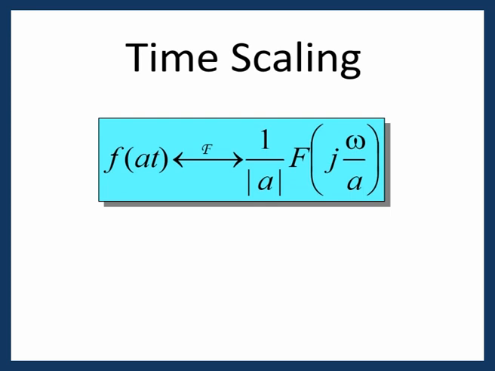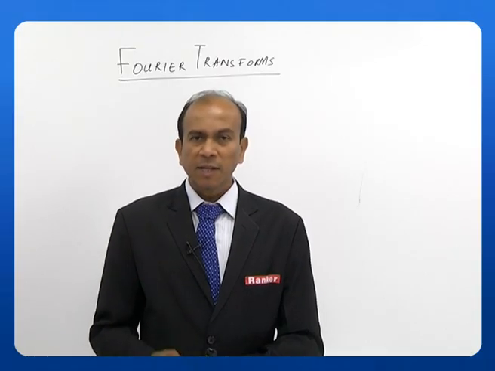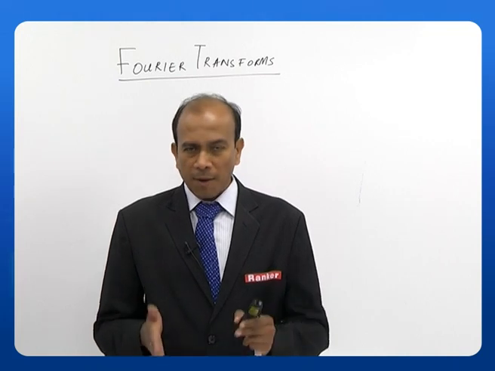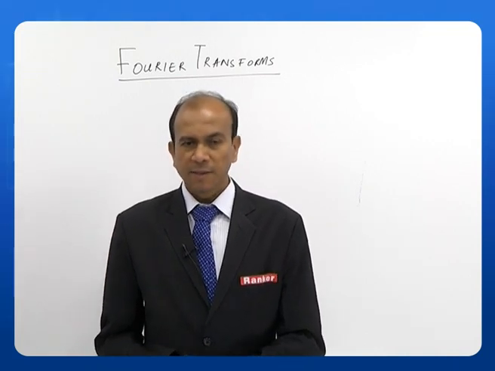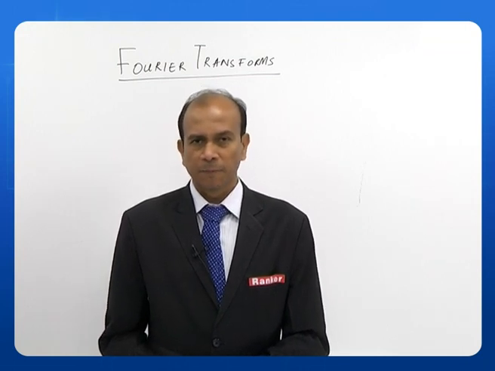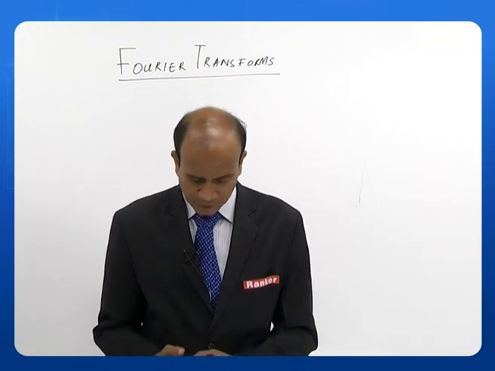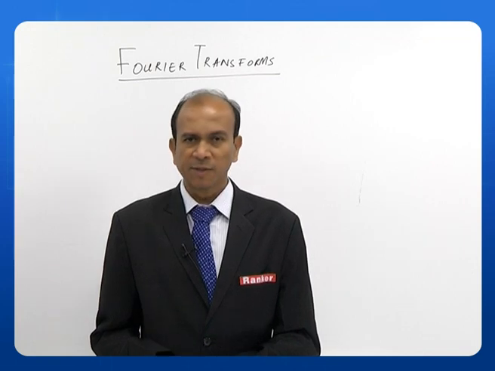As you see here in the slide, f of at has a Fourier transform which is 1 by mod a, f of j omega by a, and this is scaled down. This is the time scaling property. Okay. So, this is the time scaling property, a little bit more of this later.